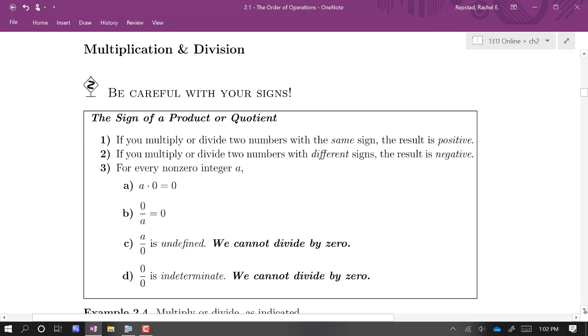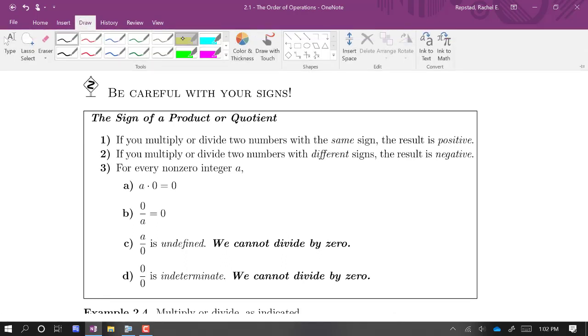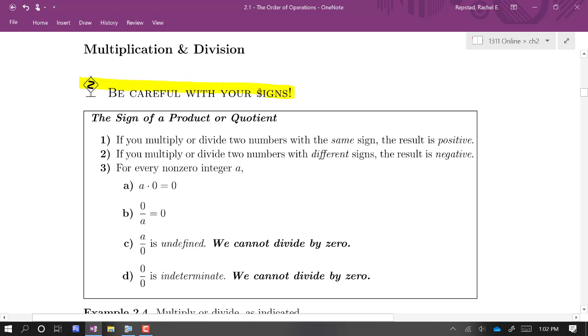Alright, so again, be careful with your signs. I'm going to say this about 2 million more times in this course, and in every other course that I teach ever. It's the most common type of mistake that I think people make at all levels of mathematics.